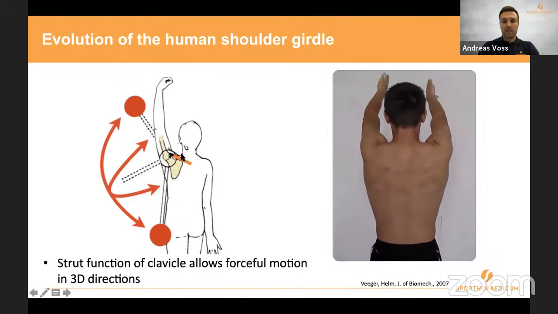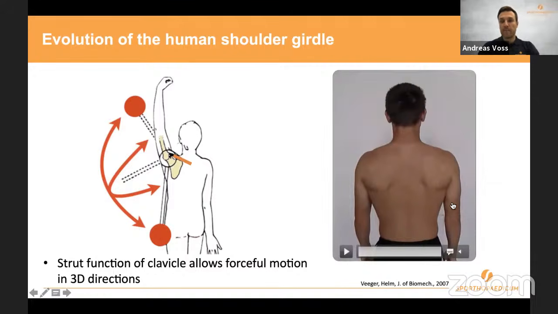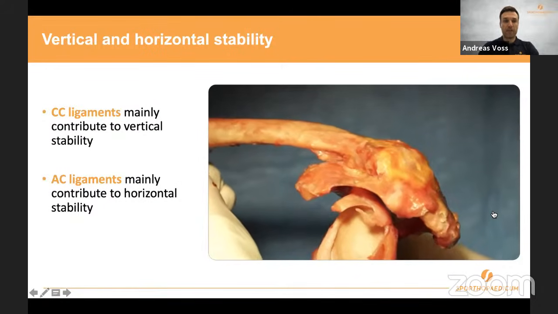This allows us the force motion over the abduction of 90 degrees because it will work as a strut function. So you can see here, once you reach 90 degrees of abduction, the clavicle and the AC joint will transfer the force towards the thorax. So this is very important to know for the further course of this presentation.